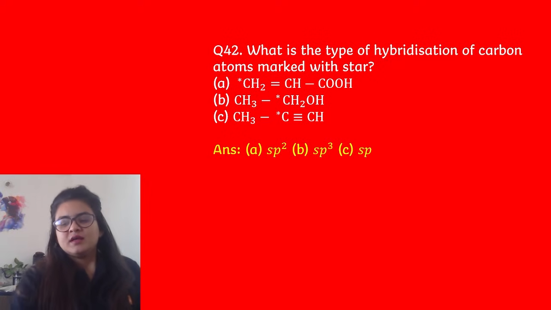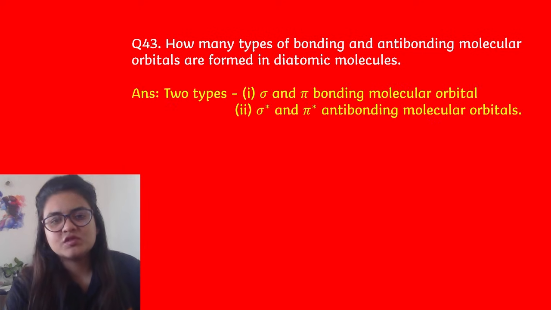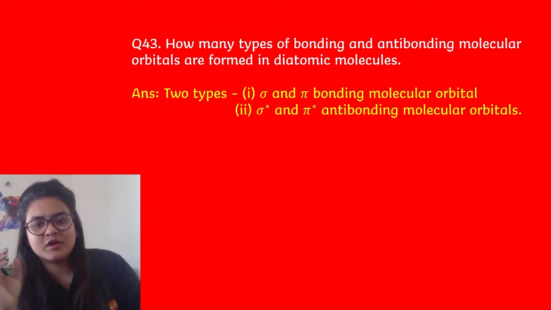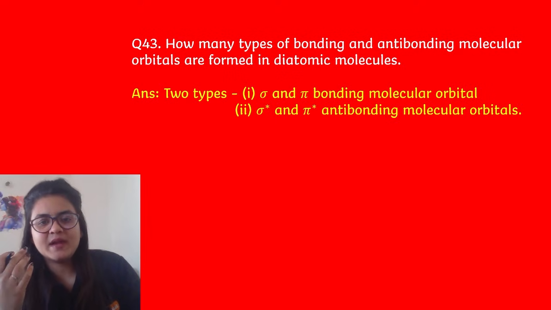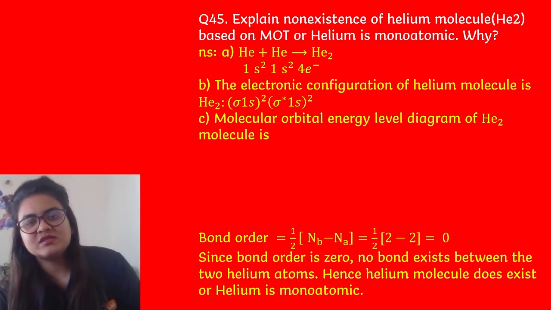Okay, yeah, let's proceed. How many types of bonding and anti-bonding molecular orbitals are formed in diatomic molecules? So we have two options. One is bonding, another one is anti-bonding. We can get sigma and pi bonding molecular orbitals, and sigma star and pi star anti-bonding. That's it.